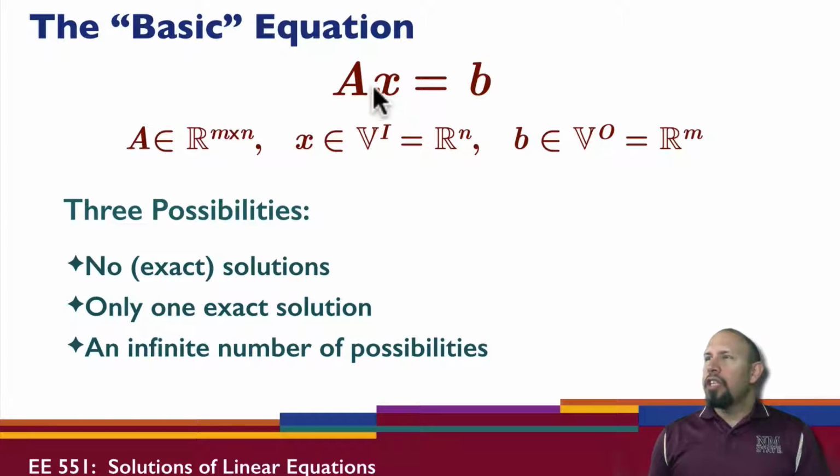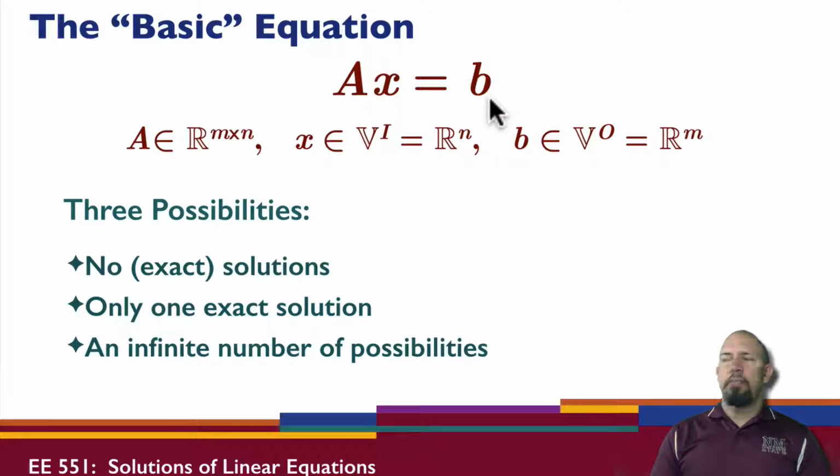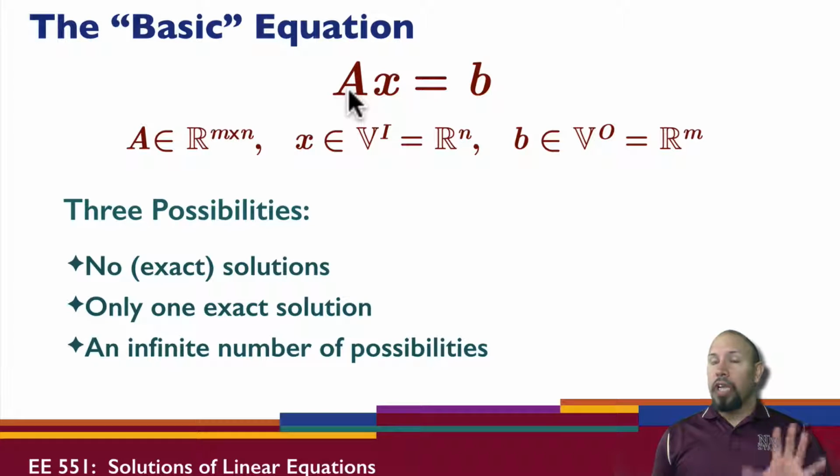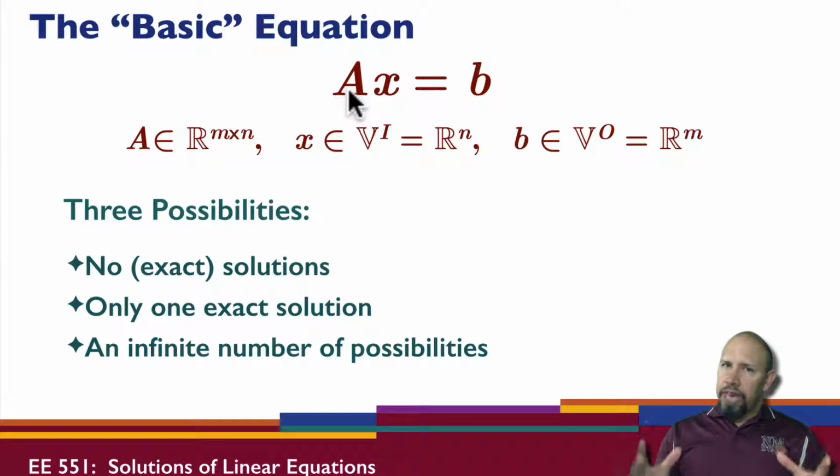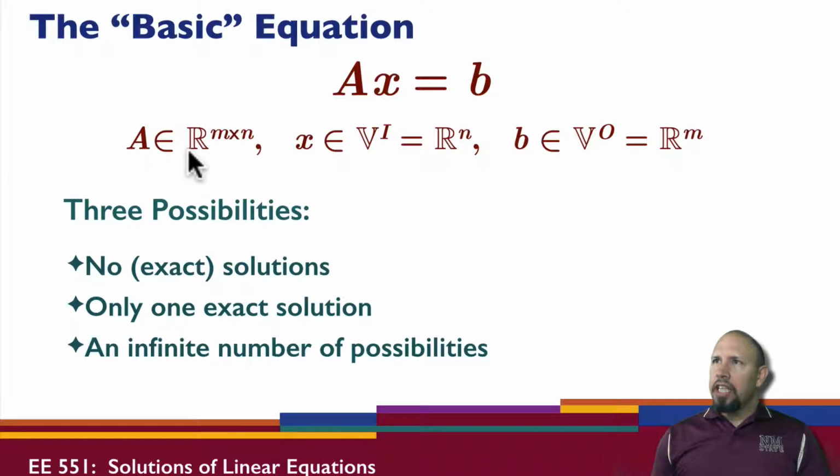So our basic equation is this: Ax is equal to b. That's the basic equation. Here we've backed away from the general concept of linear vector spaces. Now we're looking specifically at linear algebra problems, and in this case real linear algebra problems. It could be complex, but we're looking at them in the real form. A is m by n, b is of dimension m, x is of dimension n. So x is in the input space, b is in the output space.